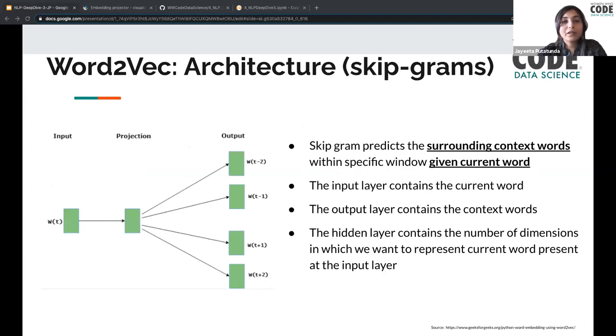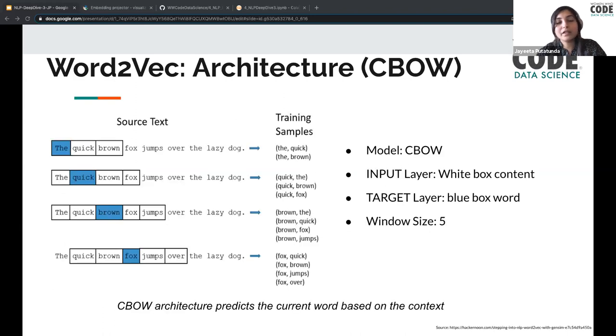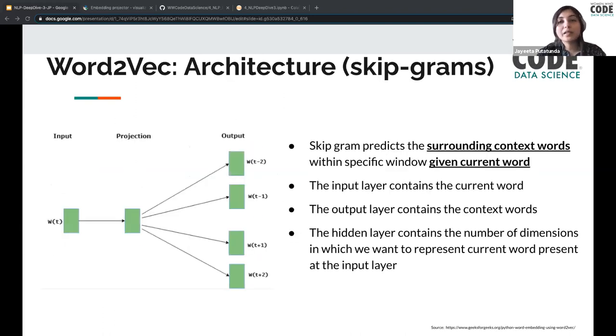Now the second part of it is skipgrams. If you go back to the slides and see this structure, it's kind of opposite to what we were doing with CBOW, continuous bag of words. The only difference is that instead of predicting the current word based on all the contextual words, skipgrams tries to maximize the classification of a word based on another word in the same sentence.